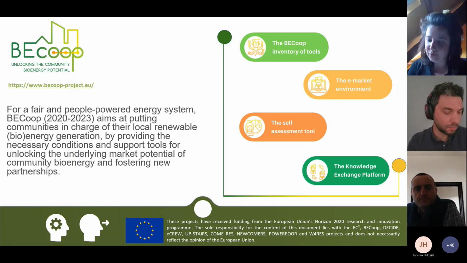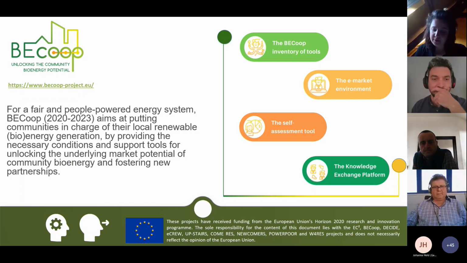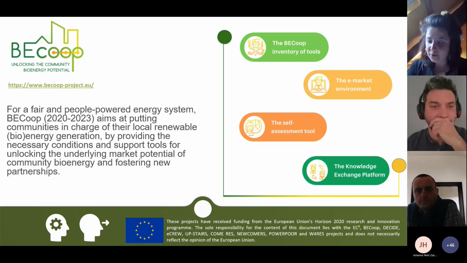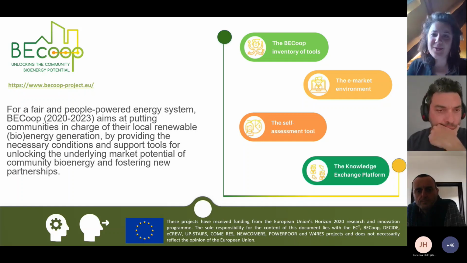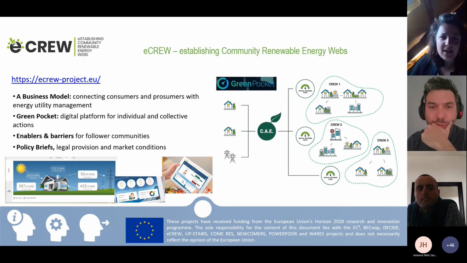You will see tools today, 4 tools today. So tools and activities that support bioenergy communities, so energy communities focusing on biomass. We have pilots in 4 countries and we focus on heating. You will see it's important because most projects have different approaches all around energy communities.